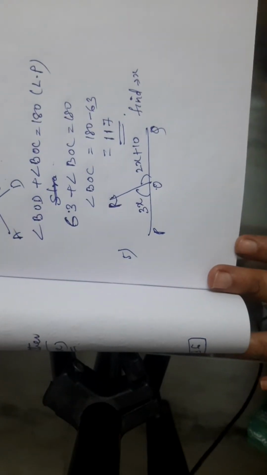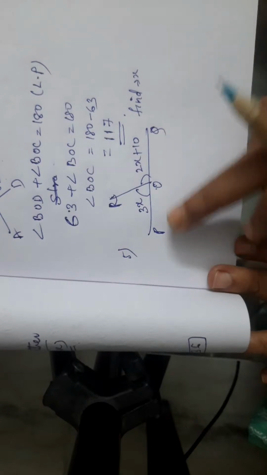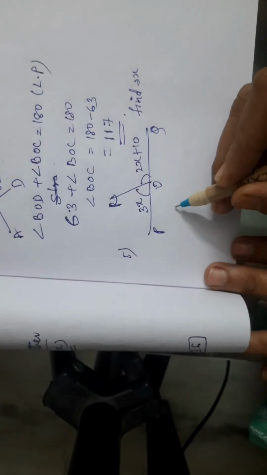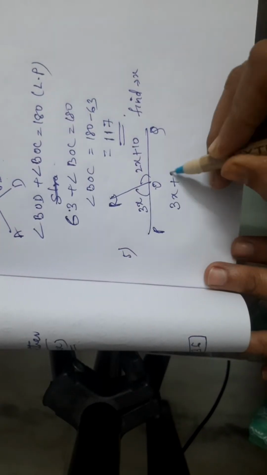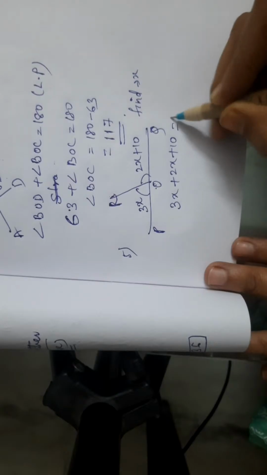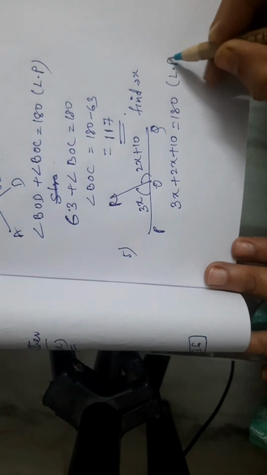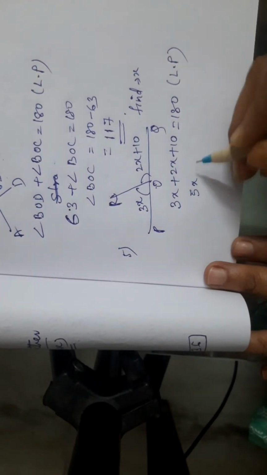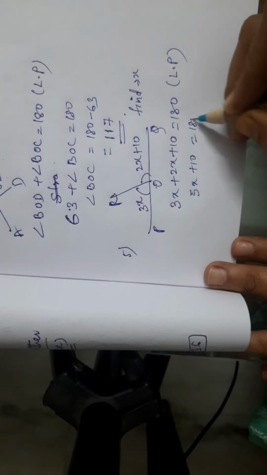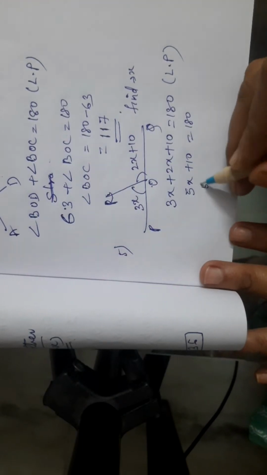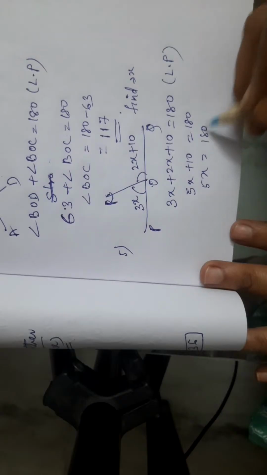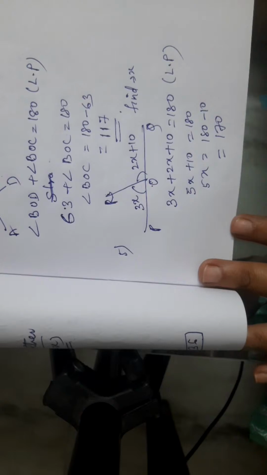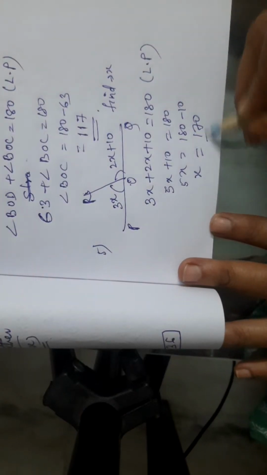So how are we going to calculate this? As they are making a linear pair, the sum of the angles will be 180. 3x plus 2x plus 10 is 180 as they are making a linear pair. Now 2x plus 3x is 5x, plus 10 is 180. 5x will be 180 minus 10, so it's 170. Thus the value of x will be 170 divided by 5.